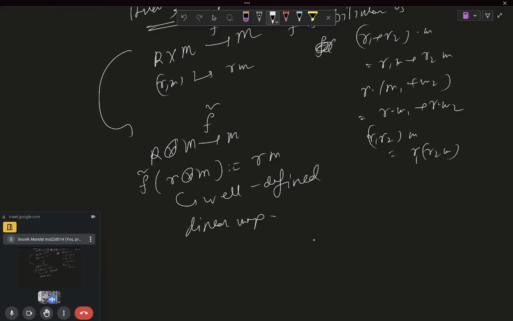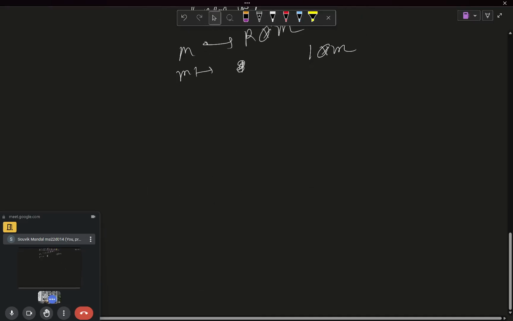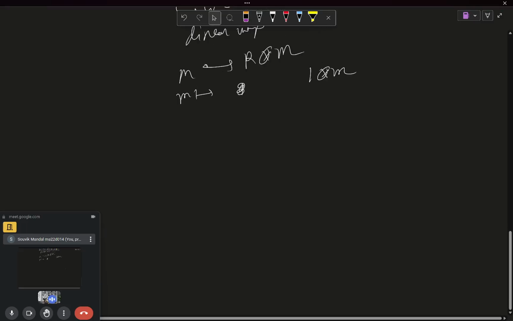So this is one direction. Now we need an isomorphism, so we need to get a map in the reverse direction. We define a map g from M to R tensor M, where small m goes to 1 tensor small m.